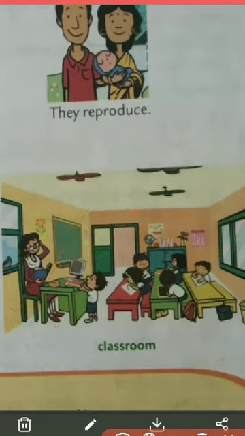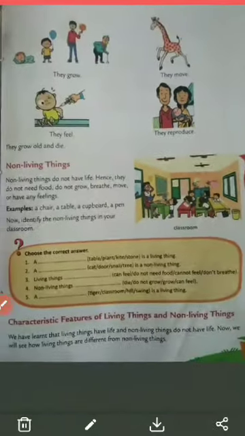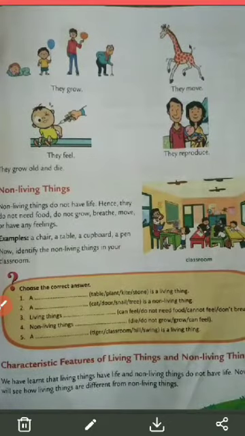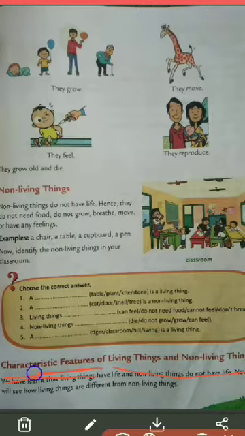So how do we know whether a thing is a living thing or a non-living thing? Students, we are going to learn about the characteristic features of living and non-living things. Characteristic features means the things that tell us whether a thing is living or non-living. So students, let us learn more about living and non-living things by their characteristics.